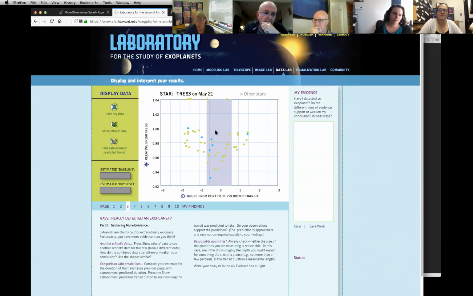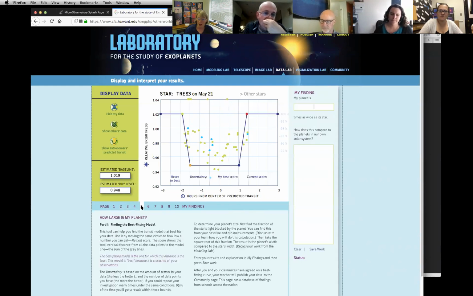And so we look like we're in the right ballpark in terms of timing. We have the option to show others' data, so that also seems like we're in the right ballpark. But the power of this data lab is actually on page 5, which has to do with a modeling tool.